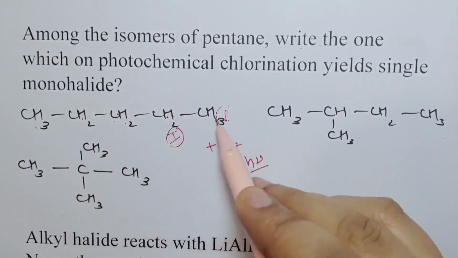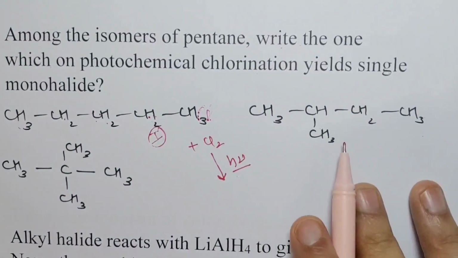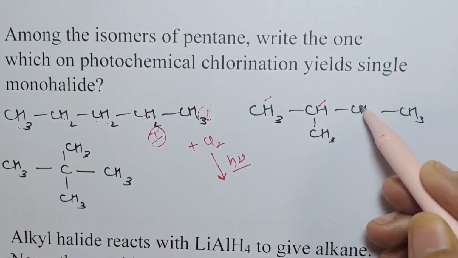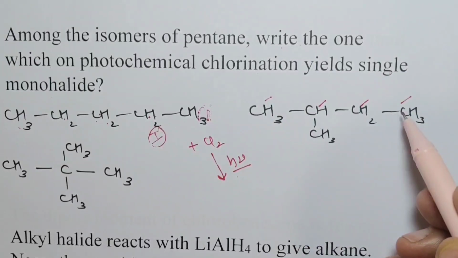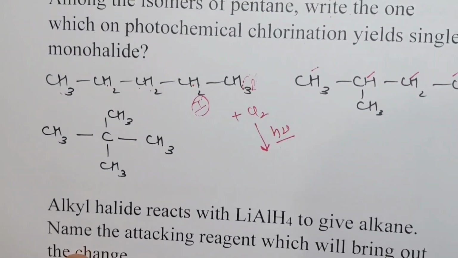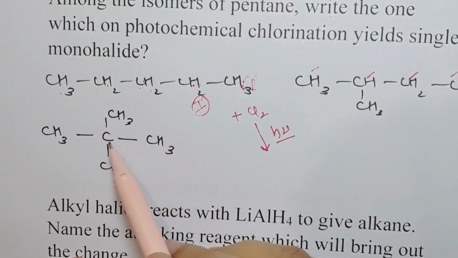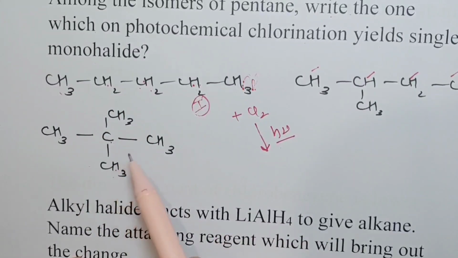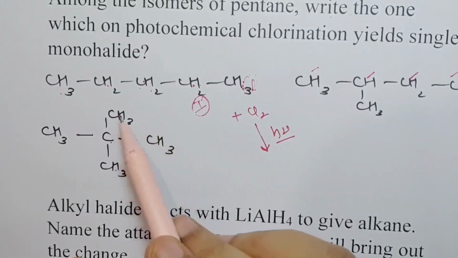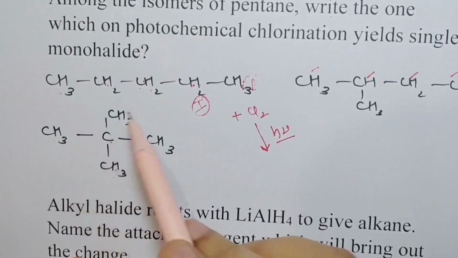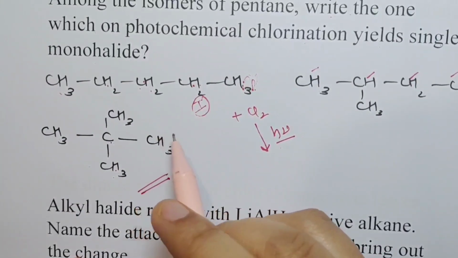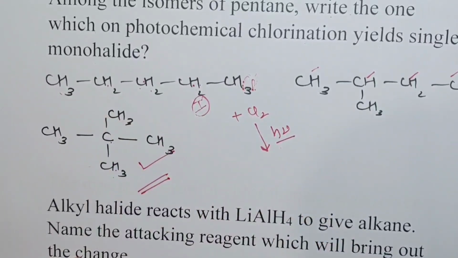So it will give 3 monohalides. When we talk about this structure, the chlorine atom can get substituted here or here or here or here. So 4 monohalides are possible. But when we talk about neopentane, the chlorine atom cannot get substituted here because there is no hydrogen here, and all these carbons are practically the same. So if it gets substituted here or here or here or here, it would be the same, right? So this is the isomer of pentane, which on photochemical chlorination will give a single monohalide.